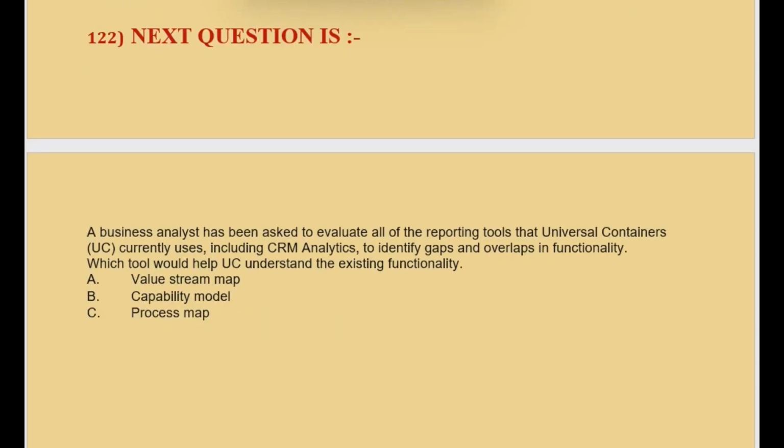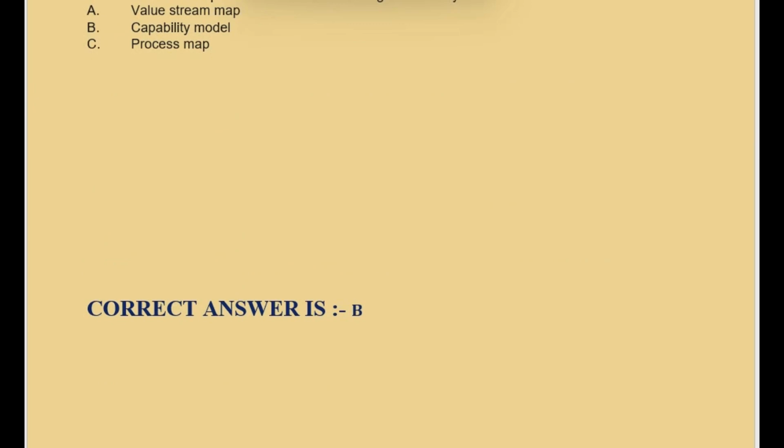Question is a business analyst has been asked to evaluate all of the reporting tools that Universal Containers (UC) currently uses, including CRM Analytics, to identify gaps and overlaps in functionality. Which tool would help UC understand the existing functionality? Option A, value stream map. Option B, capability model. Option C, process map. Correct answer is option B.